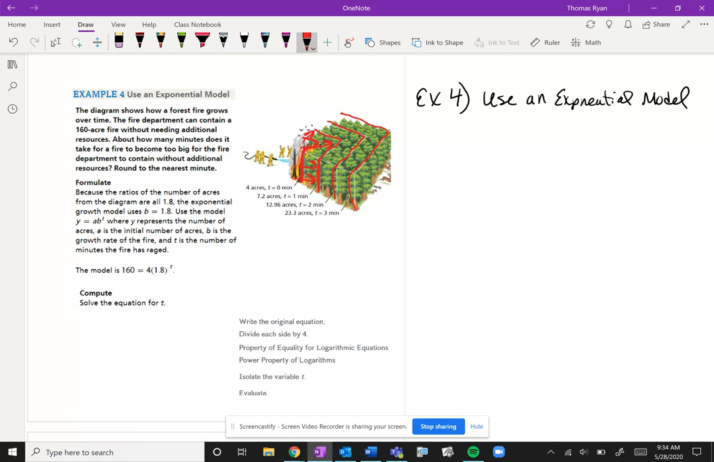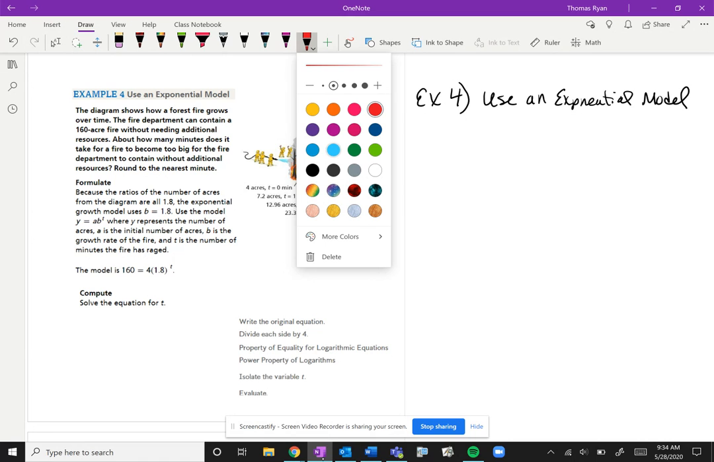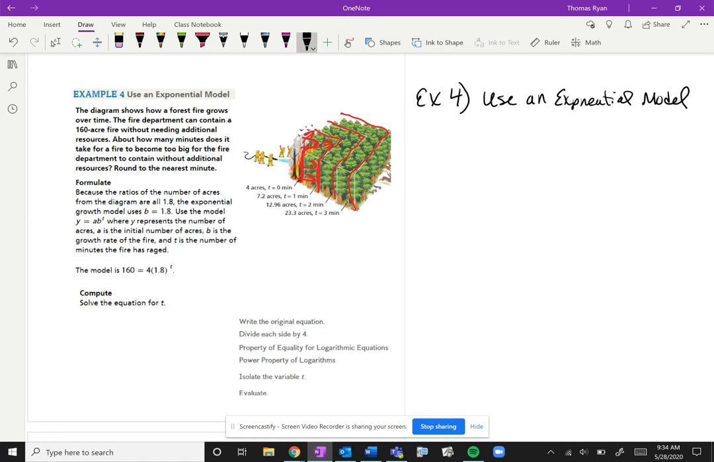All right, so anyways, the fire department can contain a 160-acre fire without needing additional resources. About how many minutes does it take for the fire to become too big for the department to contain it without additional resources? Granted, we're saying how long does it take to get to be 160 acres, because that's when they need more resources.